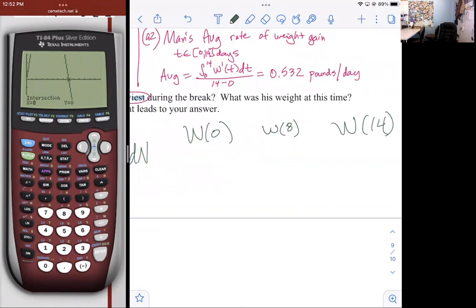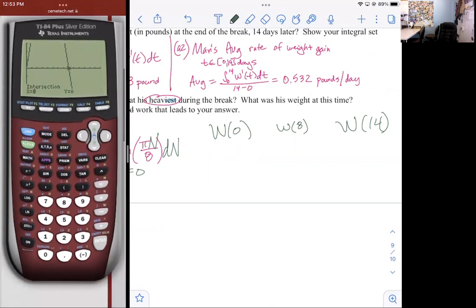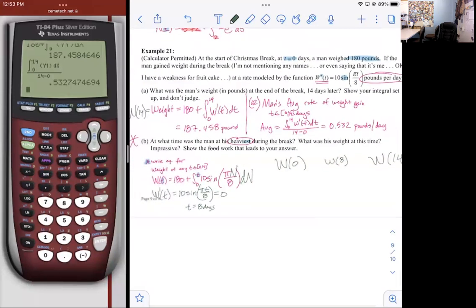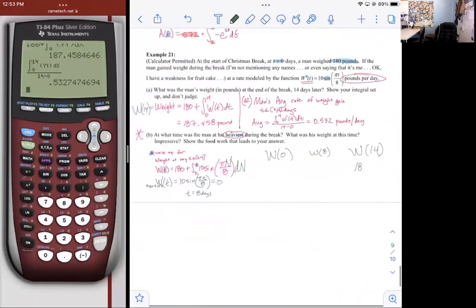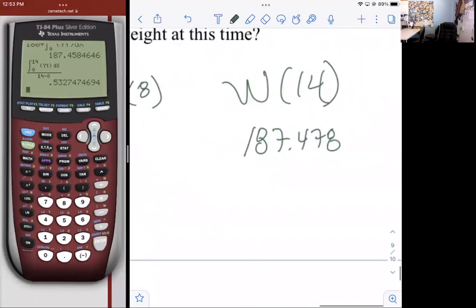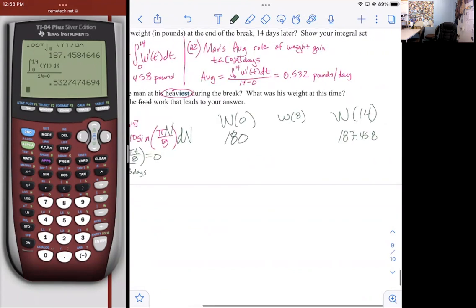Now, if you're going to justify this using the EVT, we now have some calculations to do, don't we? I need to figure out what his weight was at each of these 3 times. So let's go back to the home screen. Did I already find one of them? Yeah, I already know what W of 14 was. So let's write it over here. It was 187.458, sorry. And do I also know 0? Yeah, that's what they told us. He was 180. So really, there's only the one to calculate.